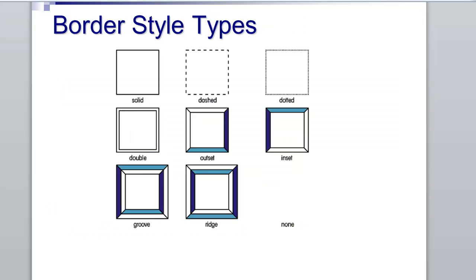The border style property allows us to set different types of style. There are 9 different types: solid, dashed, dotted, double, and by the way, you need at least a 3-pixel high border to see the double border. There is outset, inset, groove, ridge, and we can set the border to none also.